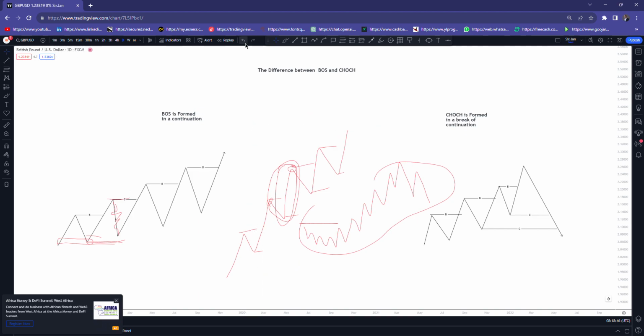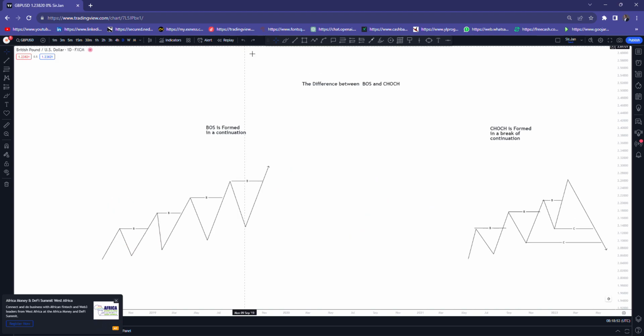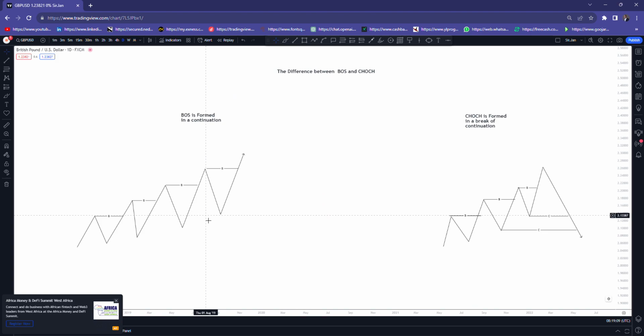So yeah, that will be break of structure and change of character. The price will be moving to the upside like that, continuing to the upside, giving us breaks of structure, strong lows, weak highs, and the weak high now becomes a break of structure. Then when the price has moved in this manner, we realize it comes to a point where it needs to change. This is where we get to know about the change of character.